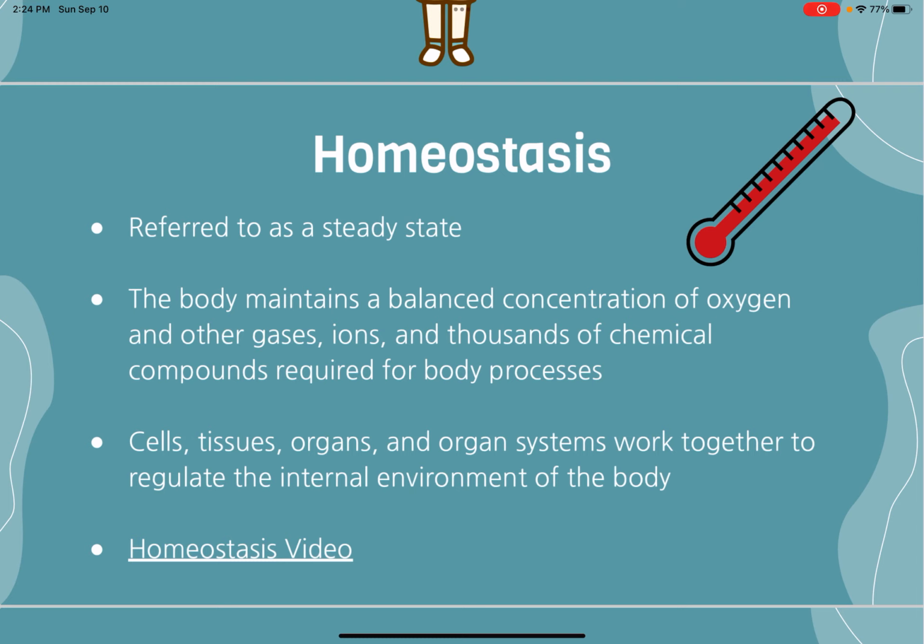Homeostasis is referred to as a steady state. The body maintains a balanced concentration of oxygen and other gases, ions, and thousands of chemical compounds required for body processes. Cells, tissues, organs, and organ systems work together to regulate the internal environment of the body. Some examples of homeostatic mechanisms are the self-regulating control system that maintains the body's steady state. They maintain the body's steady state even though conditions continuously change in the external and internal environment.